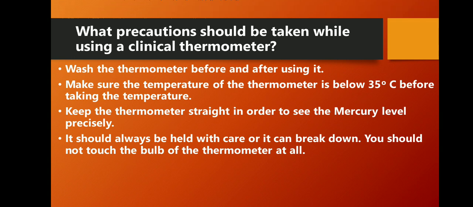Now what precautions should be taken while using a clinical thermometer? Wash the thermometer before and after using it is one of the most key points. Make sure the temperature of the thermometer is below 35 degrees Celsius before taking the temperature. Already we have discussed it in the last steps also, right? Keep the thermometer straight in order to see the mercury level precisely. It should always be held with care or it can break. You should not touch the bulb of the thermometer at all.